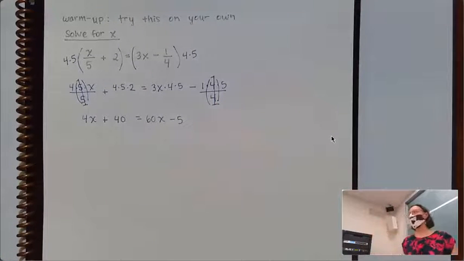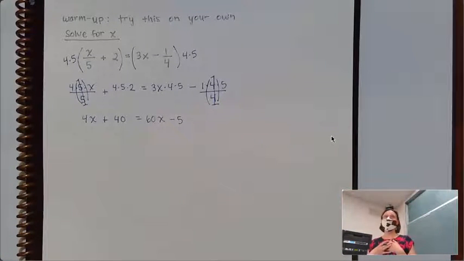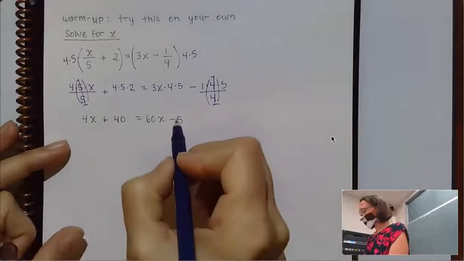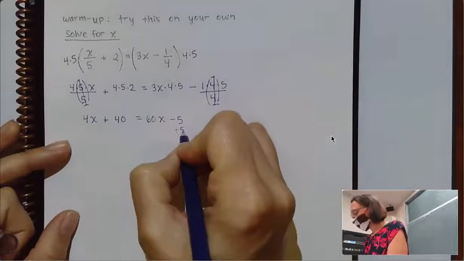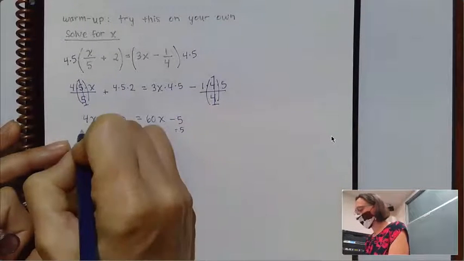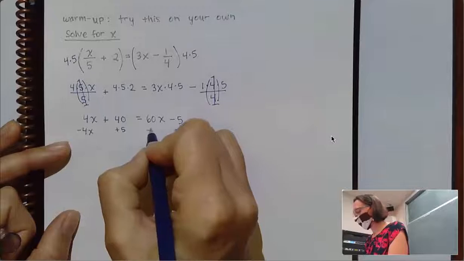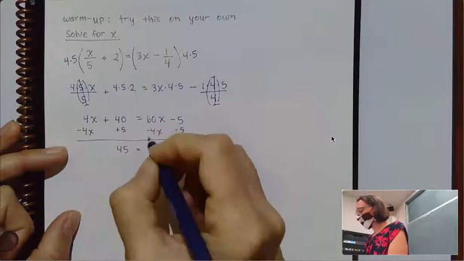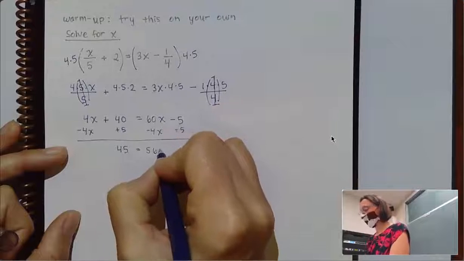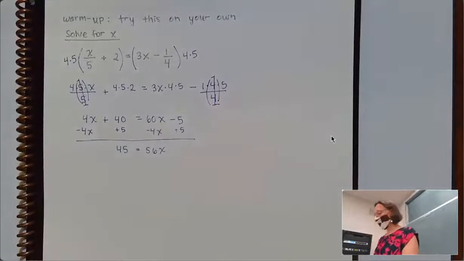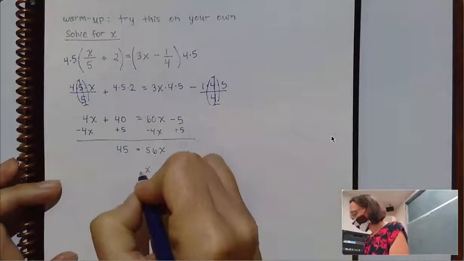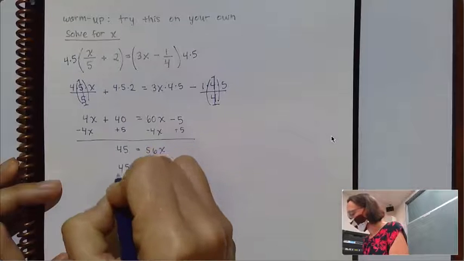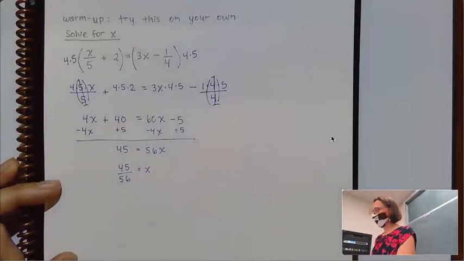Doesn't really matter which side I put my x's on. I personally tend to put them on the side that'll make the coefficient positive. That's just habit for me. So I'm going to add 5 to both sides, and I'm also going to subtract 4x from both sides. And when I do that, I'm going to end up with 45 is equal to 56x, or x is equal to 45 over 56.